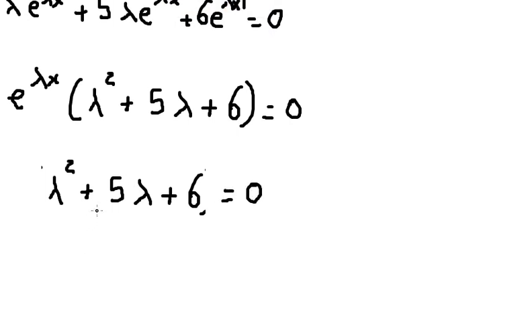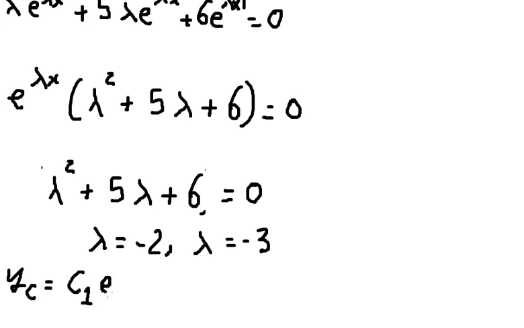So if we find the solution of this one, we have lambda equals negative 2 and lambda equals negative 3. So that means we have yc equals c1 e to the power of lambda s. We need to change lambda into negative 2. And we have c2, the constant number 2, e to the power of negative 3s.